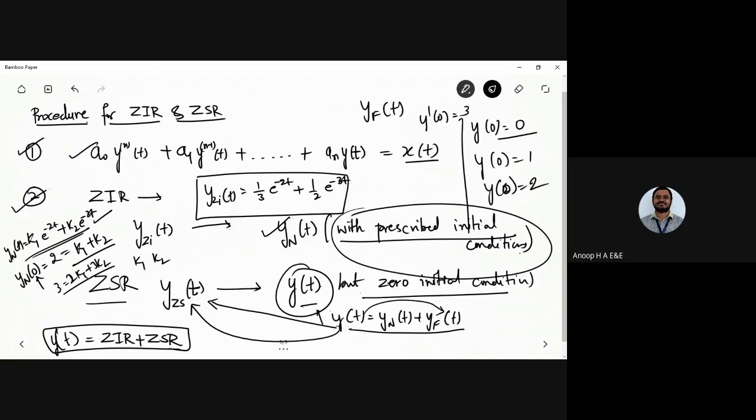Next, zero state response. Depending on the input, you are going to find out the structure of the forced response. Next, you are going to find the natural response plus forced response of the system. Next, you are going to have the zero initial conditions. I repeat, zero initial conditions are used for finding the zero state response. You are going to give the output of the system as 0 to find the constant that is there in yf of t. Then you are going to calculate ZSR.